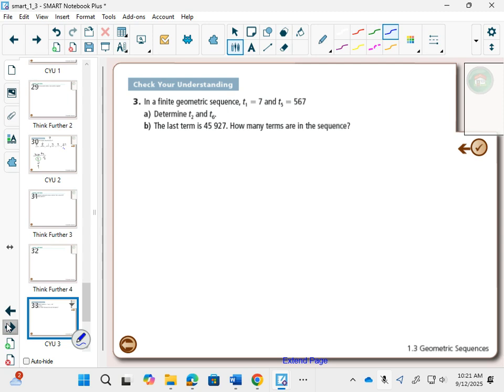In a finite geometric sequence, we've got term 1, so here's term 1 is 7. And then we don't know term 2, term 3, term 4, but we know that term 5 is 567. Sometimes I like to draw this out just to visualize this. And I need to find term 2, and I need to find term 6. So it would be really helpful if I knew what I was multiplying by.